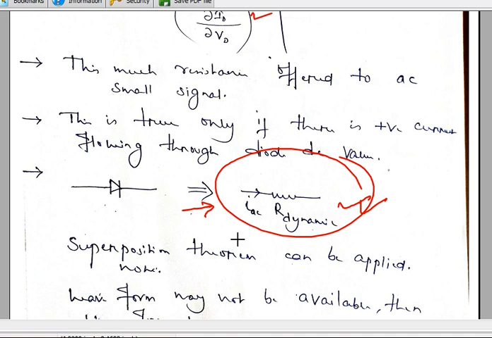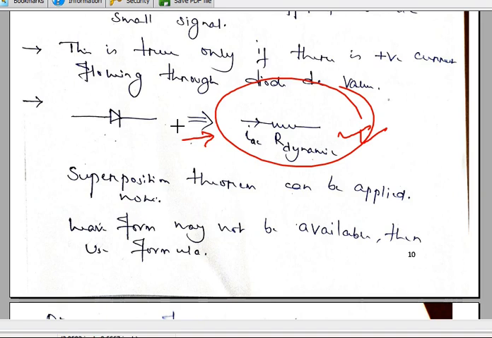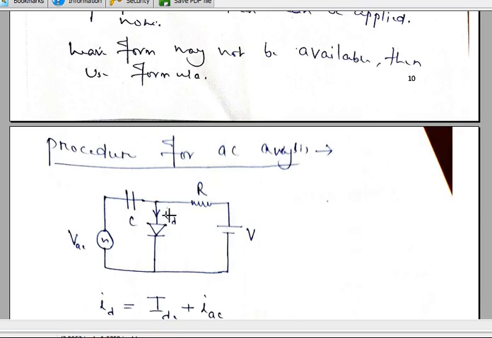Now look, while we are doing all this, we want to apply the superposition theorem. Suppose, let's understand from this one. I want to find out this current. So the current across the diode is equal to the sum of this current plus this current.